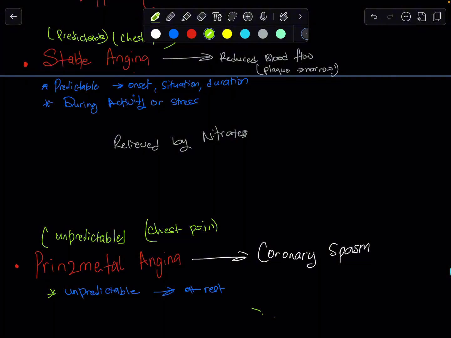And it can be caused by, or it happens, or triggers. Let's say triggers. So these are the triggers: activity or stress. And the triggers here can be smoking, stress, alcohol. So those are the triggers.